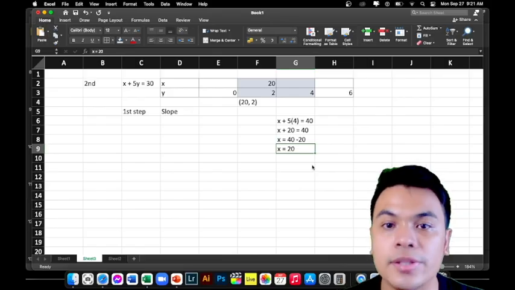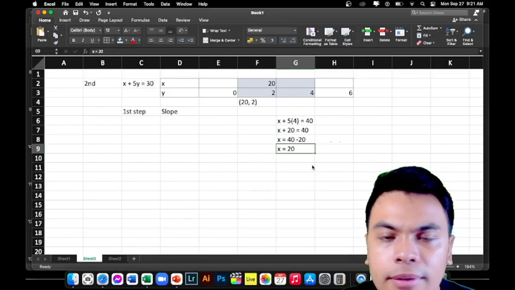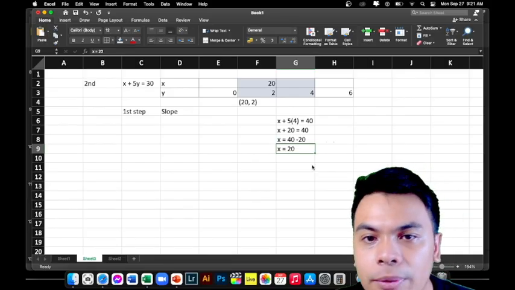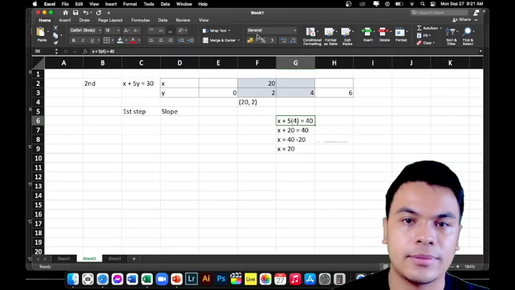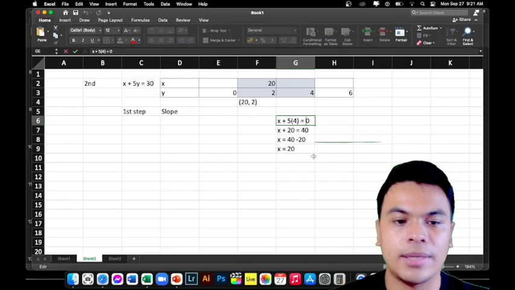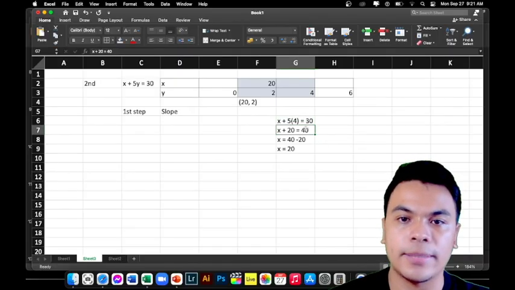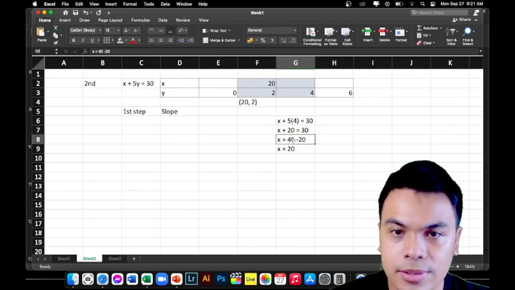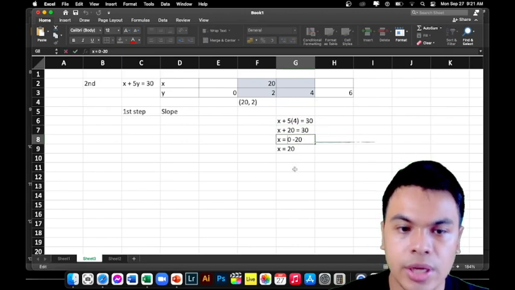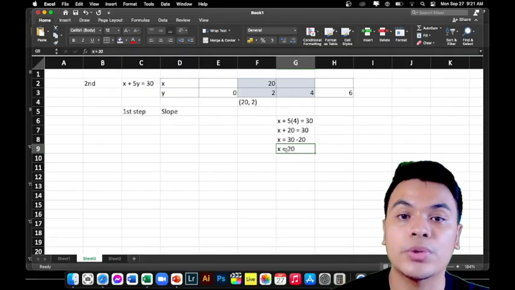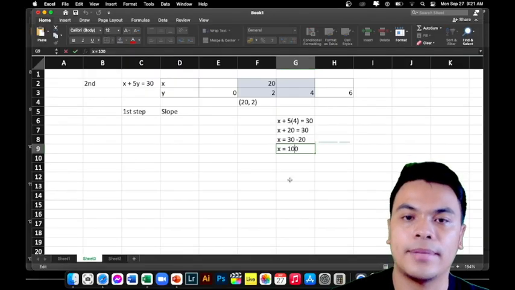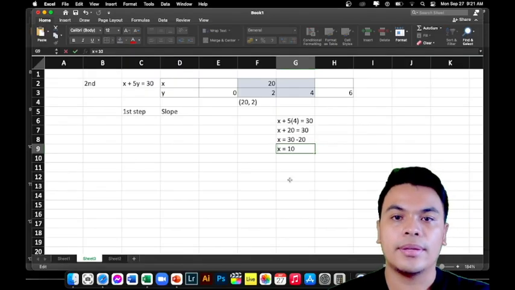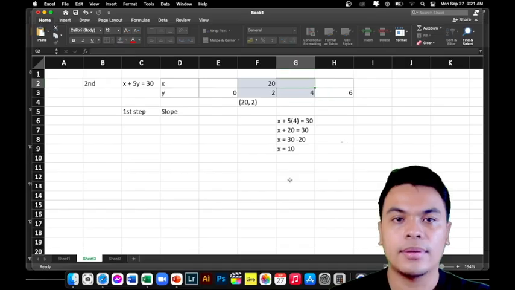Now, let's double check if the values are correct. 5 times 4. Oh, wait. Speaking of which, this should be 30. So that's where the 40 came from. So we change it to 30. Our x is supposedly 10.